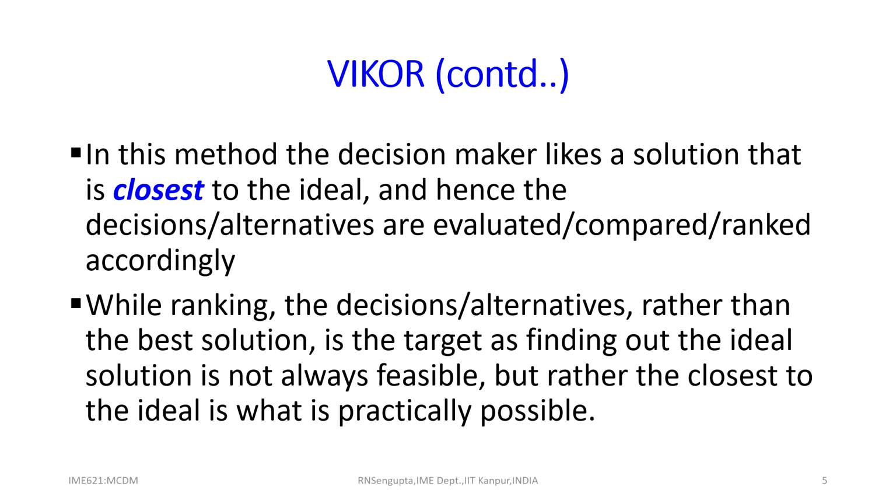This idea would be coming up, and that is what we are doing. In this method, the decision maker likes a solution that is closest to the ideal, hence the decision alternatives are evaluated, compared and ranked accordingly. If you remember, the methodology of Topsis was based on disliking, so how close or how far it is from the negative solution was the main emphasis. Now, in this method, it is how close or far it is from the positive solution.